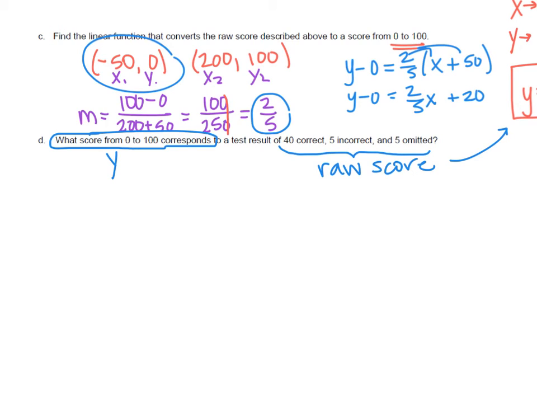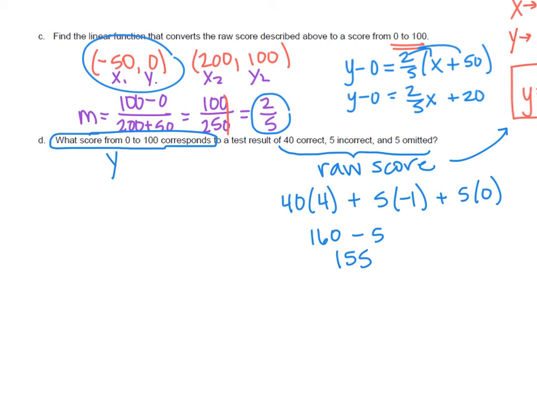So 40 correct means that they got 4 points for every correct answer. They got 5 incorrect questions, so remember they lost a point for every incorrect, and then 5 omitted means they just had a score of 0 for those. So 40 times 4 is 160, 5 times 1 is -5, and 5 times 0 is just 0. So 155 is the raw score.